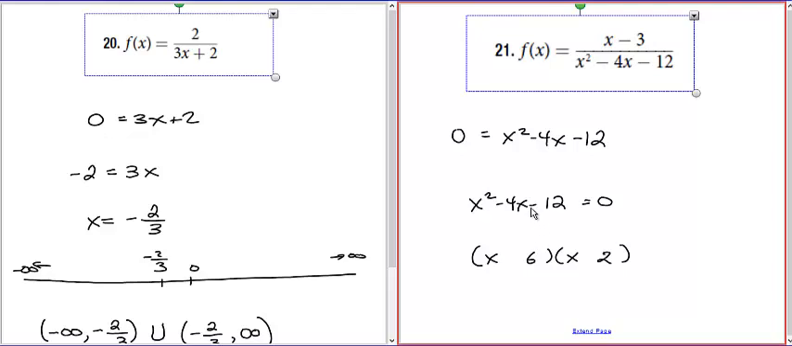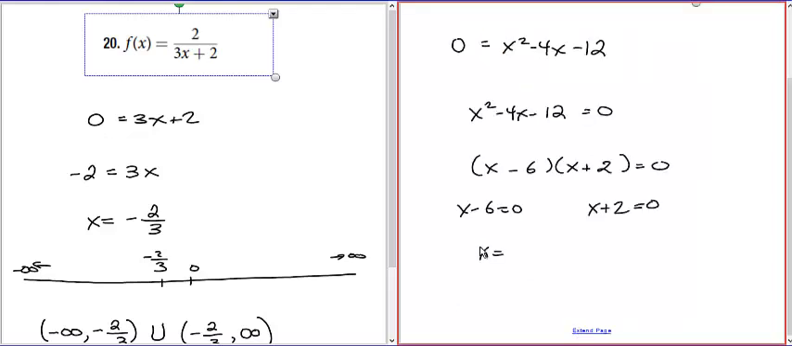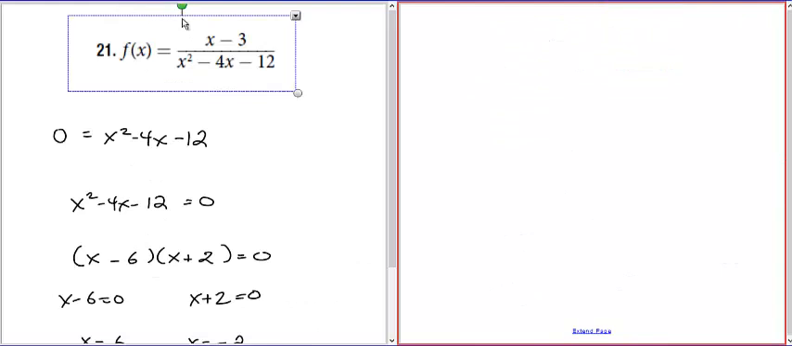And now one's going to be positive and one's going to be negative because we have a negative 12. So we're going to have a positive 6 times a negative 2, or the other way around. Because the middle term is negative, you put the negative in front of the larger of these two numbers. So this one's going to be negative, and this will be positive. The product will be 0 if this is 0 or this is 0. So you solve for x. You get x is 6 and x equals negative 2. So I can rewrite this original function as x minus 3 over x minus 6 and x plus 2.